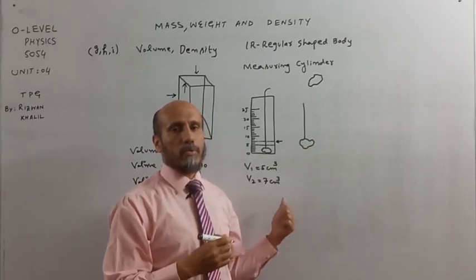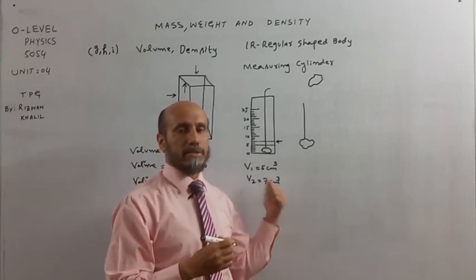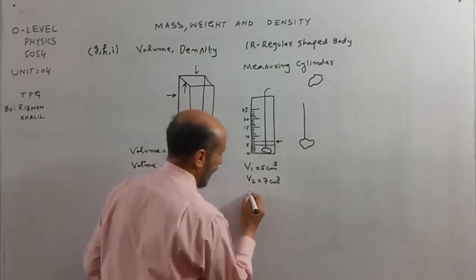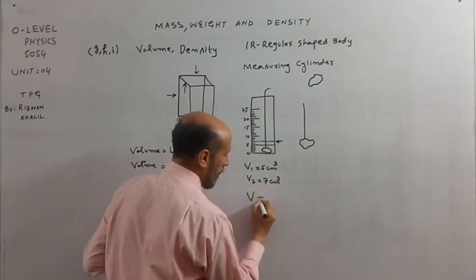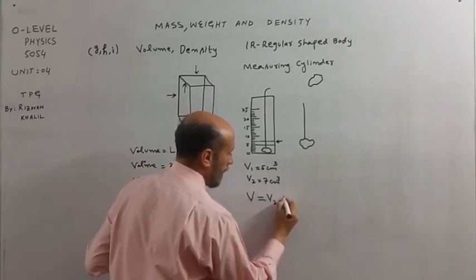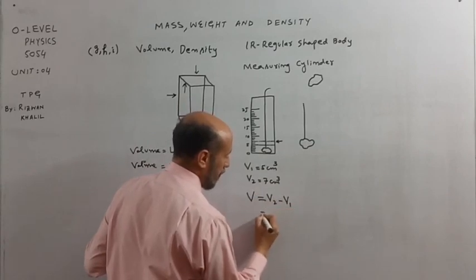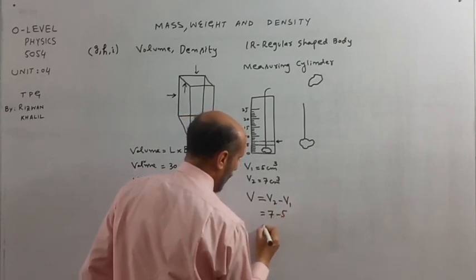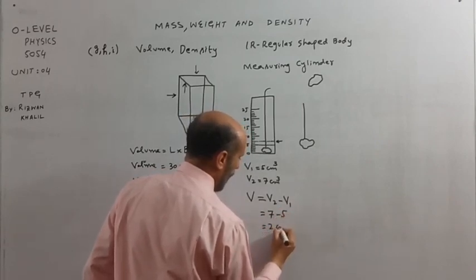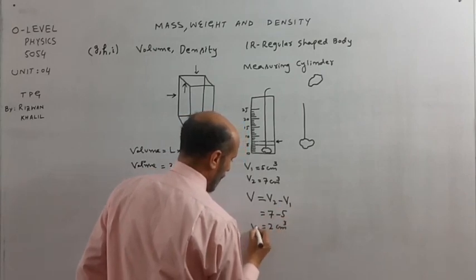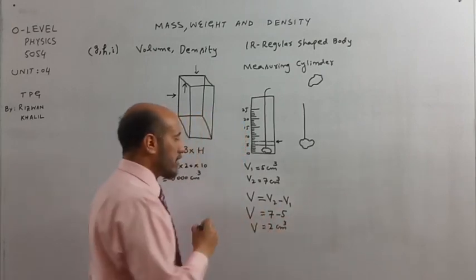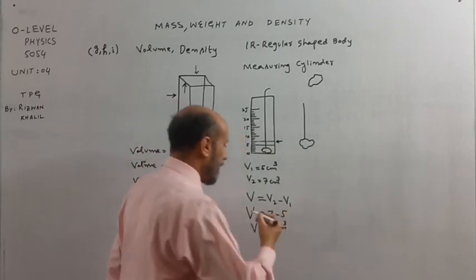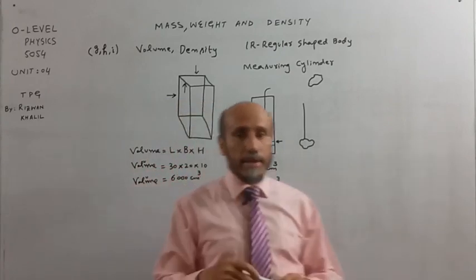Now in order to find the volume of the body which was immersed in the measuring cylinder, I will apply the formula V is equal to V2 minus V1. What was the value of V2? It was 7. What was the value of V1? It was 5. So now what is the volume of the body? 2 cubic centimeter. So in this way we can find the volume of regular and irregular bodies.